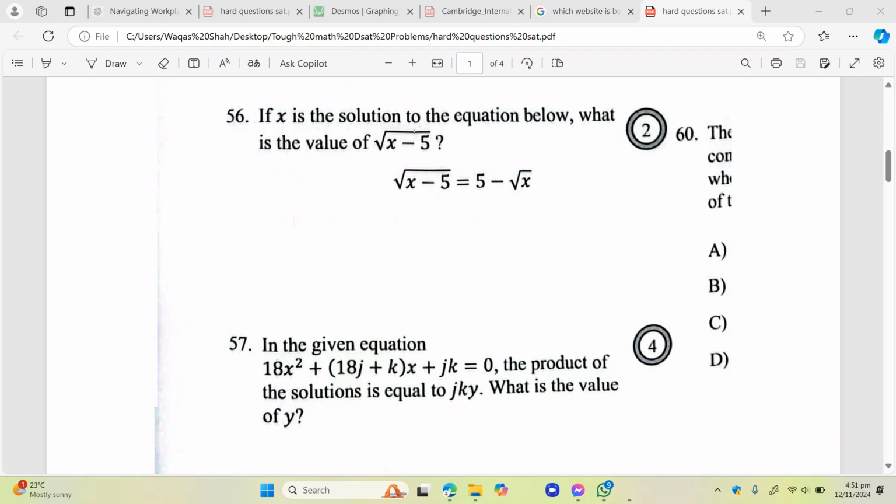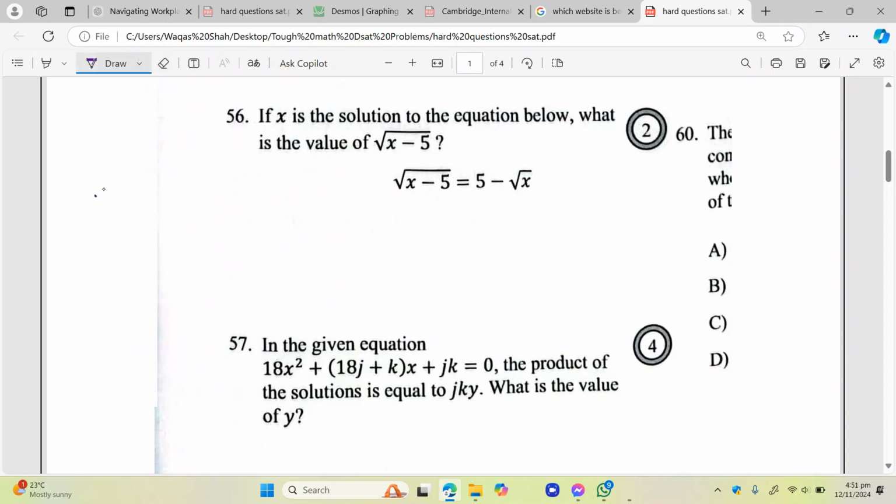If x is the solution to the equation below, what is the value of square root of x minus 5? So the first step is that you can shift this minus square root of x to the other side, so it will be square root of x minus 5 plus square root of x is equal to 5. Now take square on both sides.